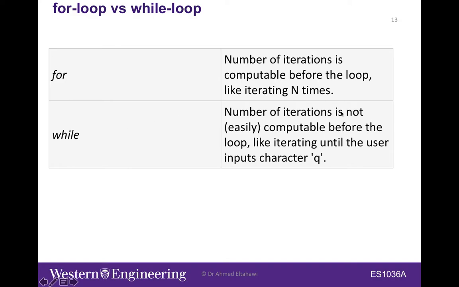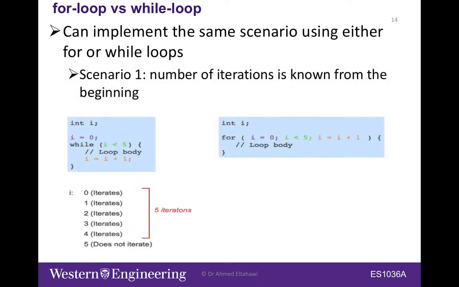And for while, the number of iterations is not easily computable before the loop, like iterating until the user inputs a character. If this is the case, I don't know how many iterations, and I will wait for the user to enter something, so I will go with while. Is this clear? Again, it doesn't mean that I can't use for. I can for sure use for, but it will not be straightforward. I have to do some modification to do that.